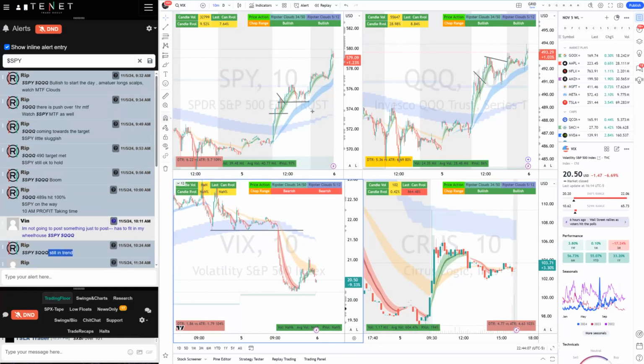Nothing crazy on SPY QQQ all day long. Today was a trend day. All these market plays were strong, indices were strong, so it was pretty easy setup there. Let's go to the next one.